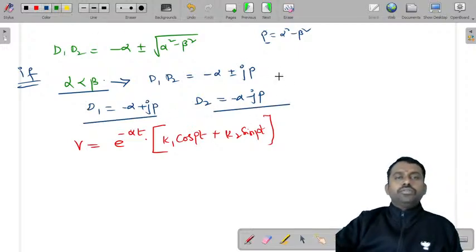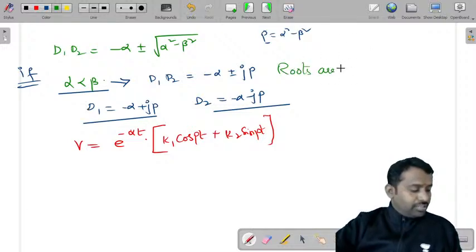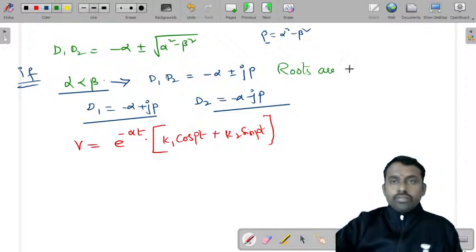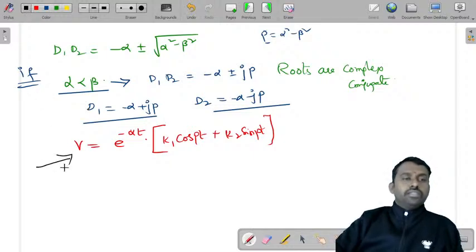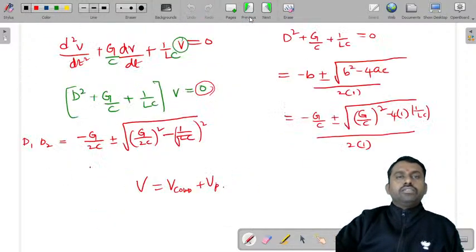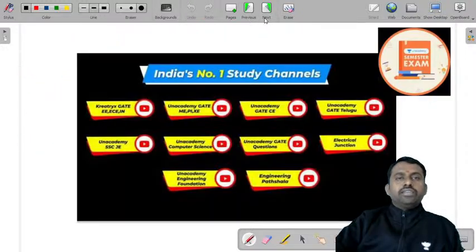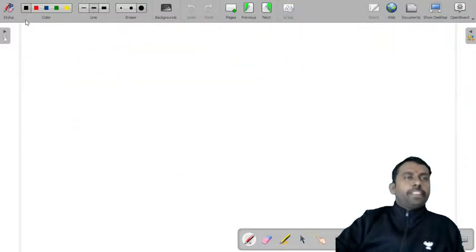What are the roots here? Roots are complex conjugate. So you have to write the solution in this way. So these are the different ways of writing this. Now let us consider one problem and try to solve it.